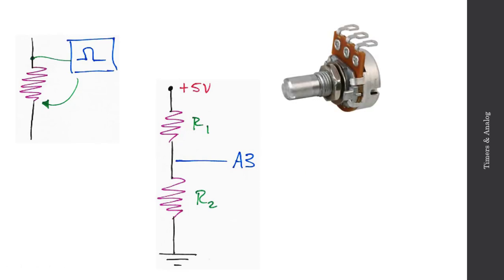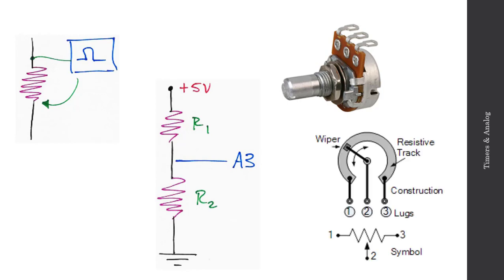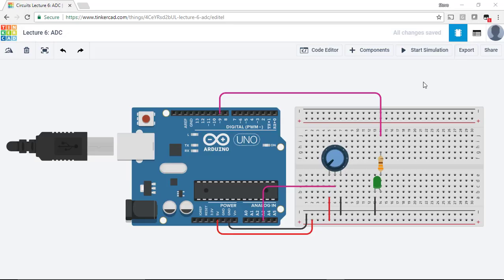So here's what a potentiometer looks like in hardware. You see the 3 terminals here, the third one being the wiper. And we see that by adjusting the wiper location, we're changing the effective resistance of the potentiometer, which will change the voltage registered by the ADC. Here's my circuit in Tinkercad.